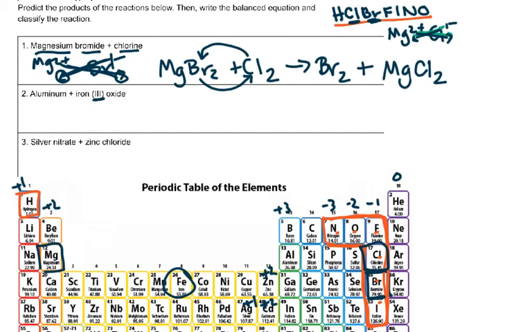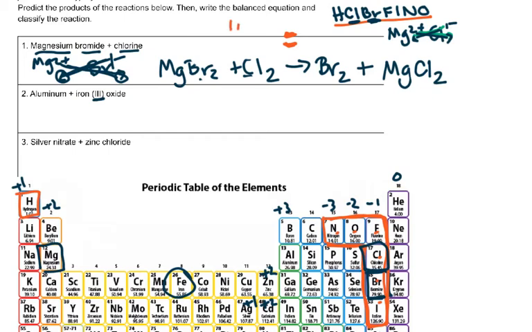It does ask us to decide if it is balanced and to classify it. So in order to decide that it is balanced, I'm going to go ahead and check to make sure I have the same number of atoms on each side. So I'm just going to set up a little atom counting here.